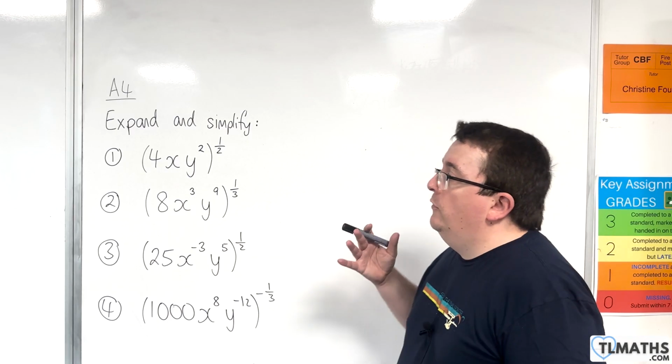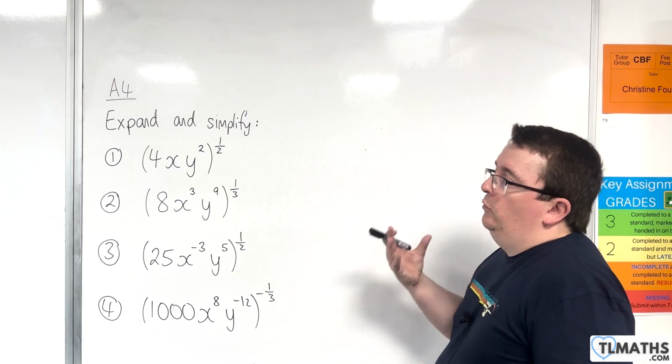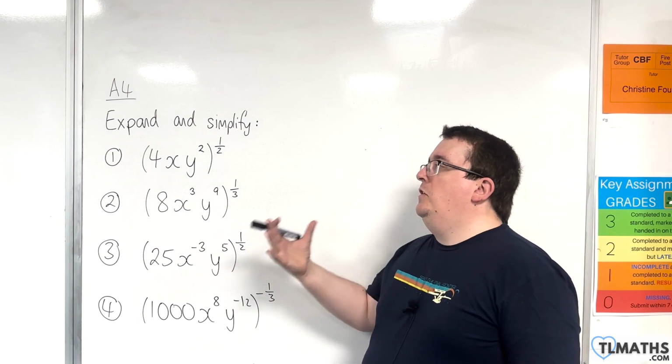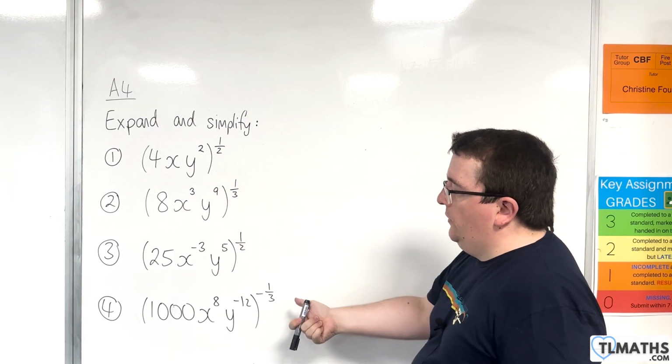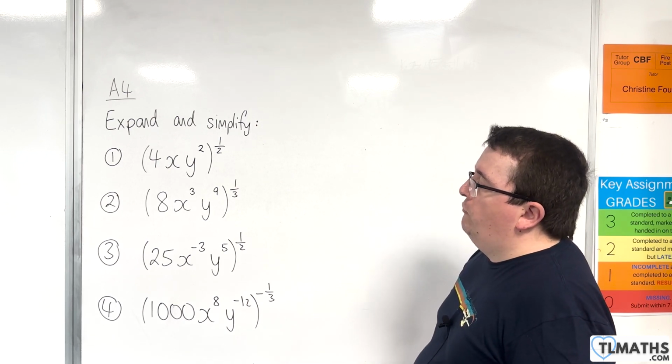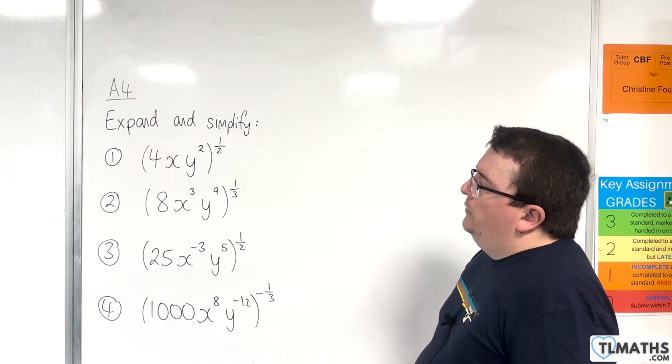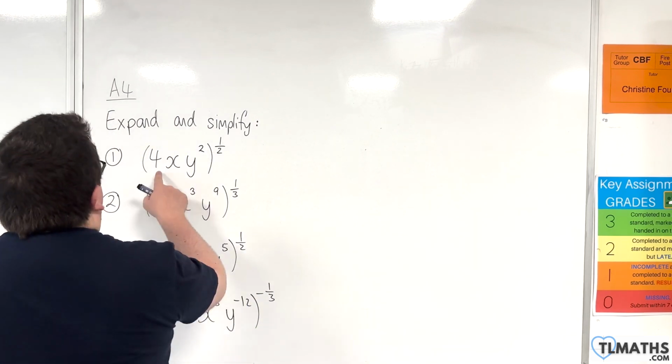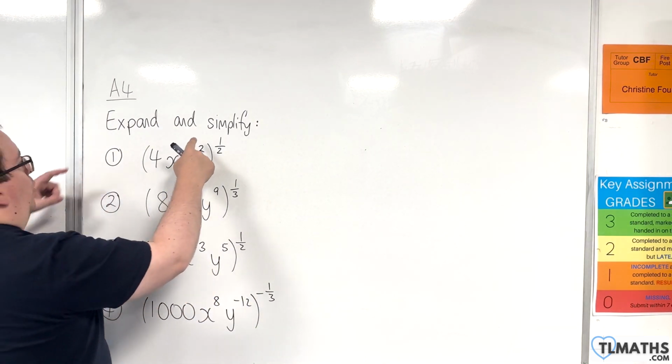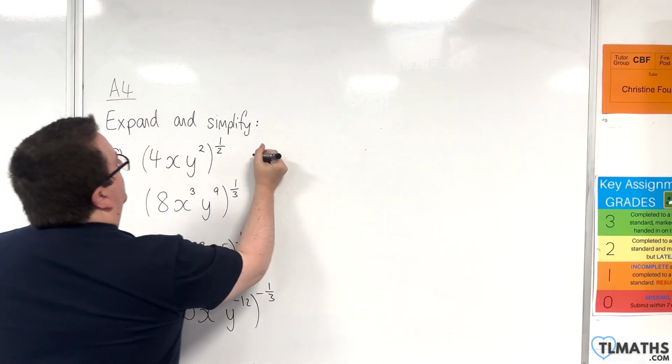So in this video, I want to go through some more examples of having a single term inside the bracket, and then you're doing it to the power of, and in this case, I'm going to go with a fractional index. So, first one, we have 4xy squared, all to the power of 1/2.